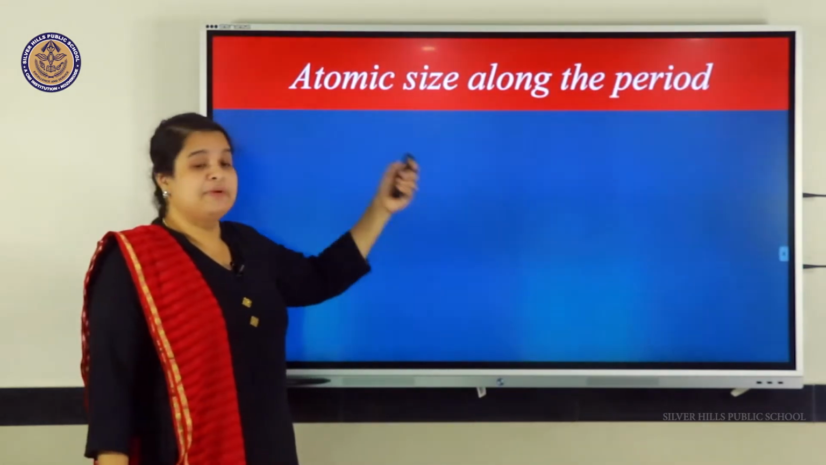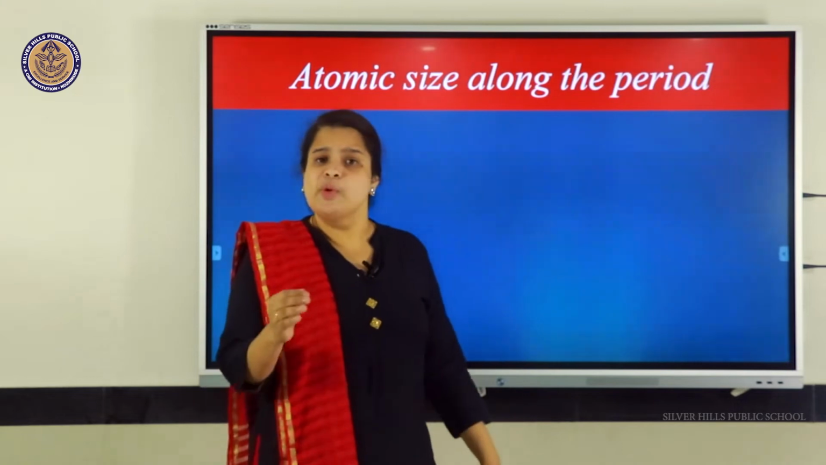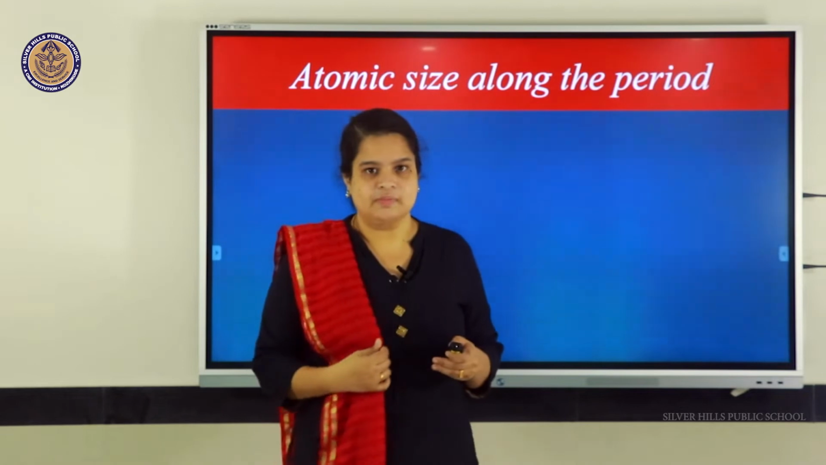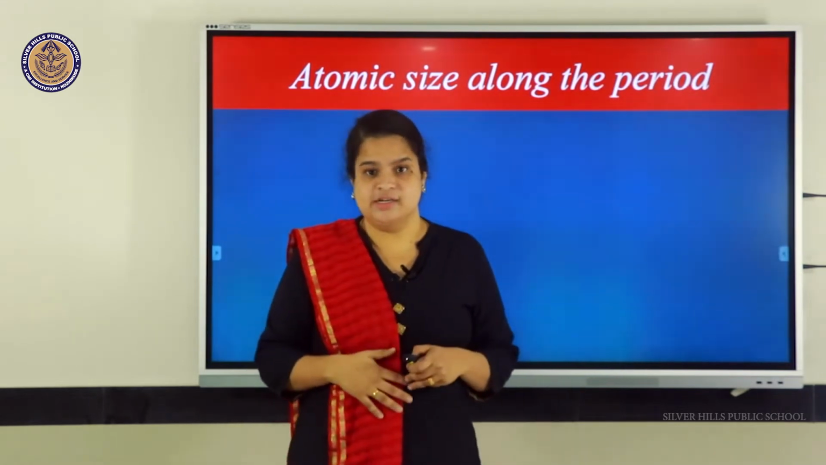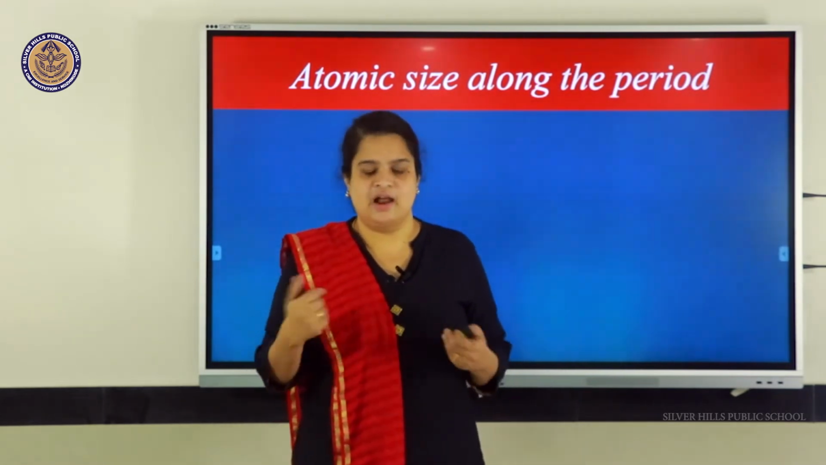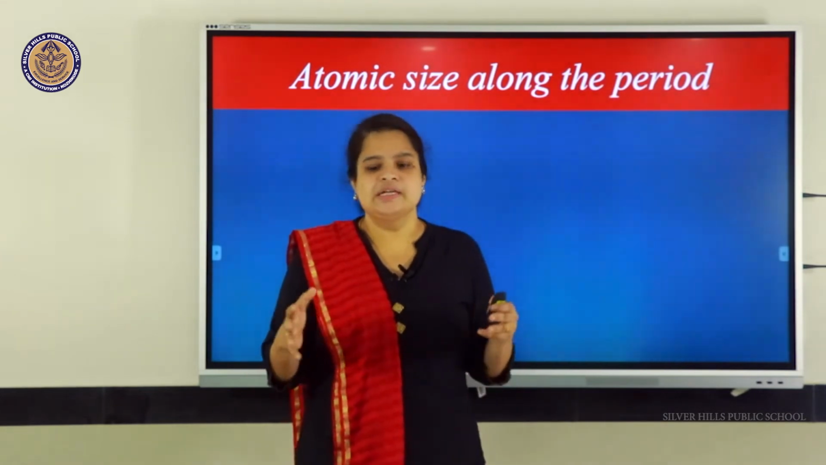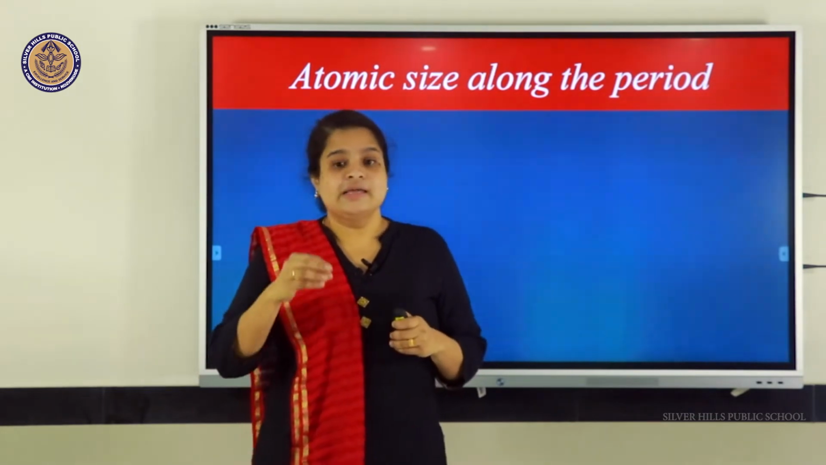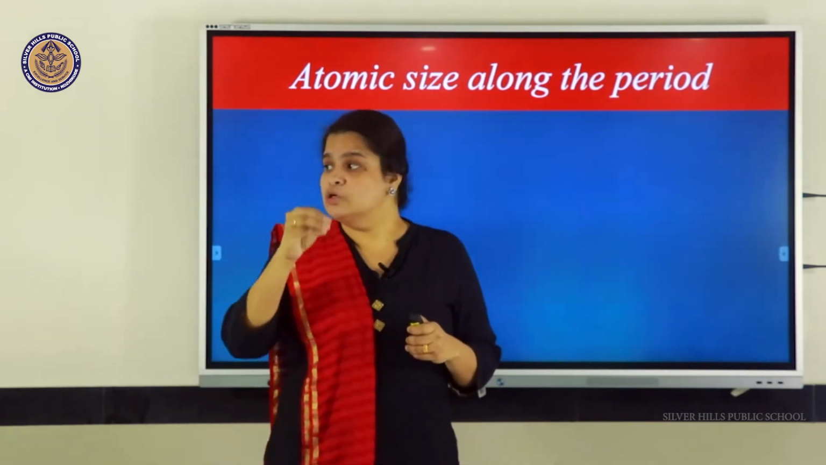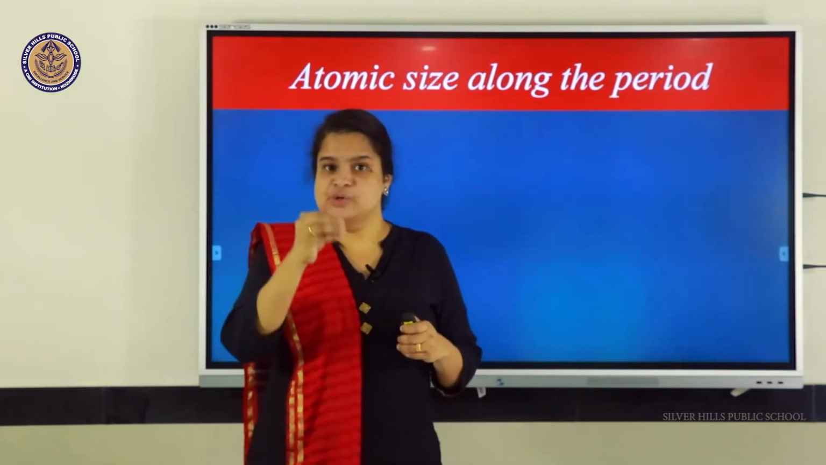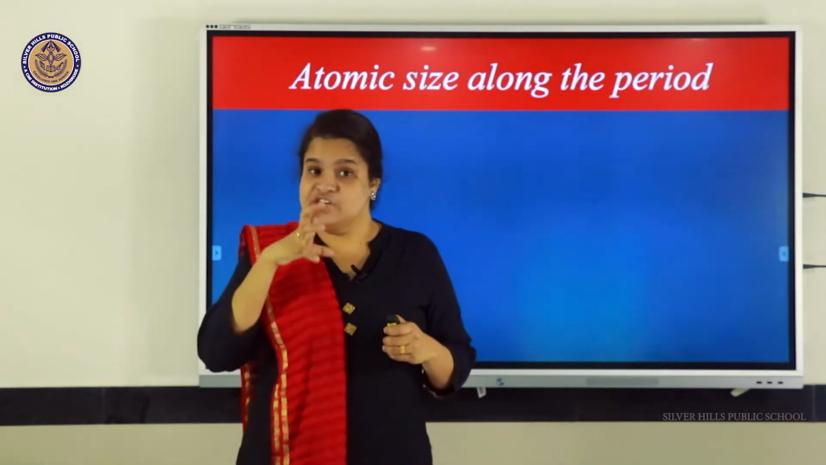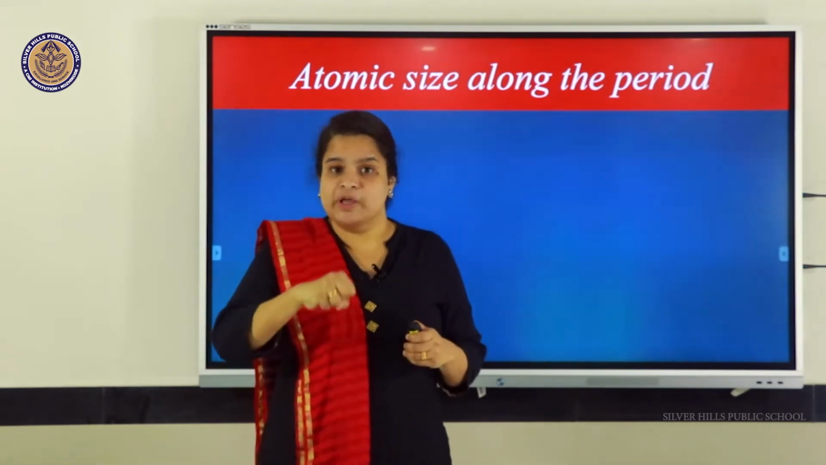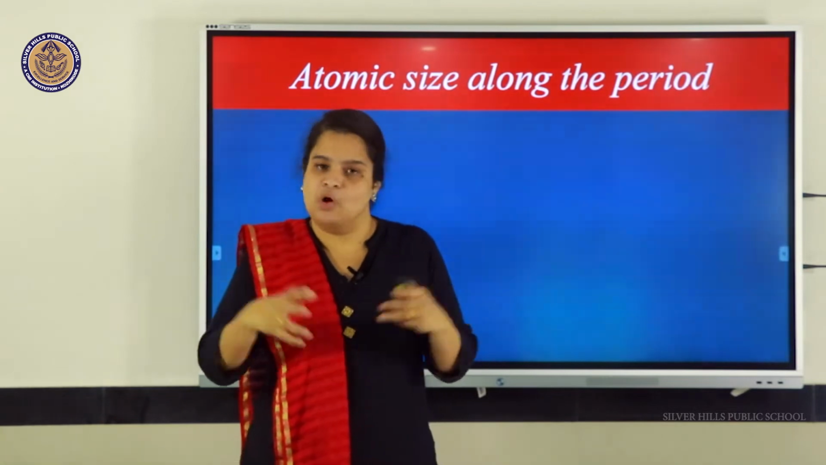Now, we will see the atomic size along the period. If you are moving along the period, you can take the same example. You have the teacher at the center and the students seated inside a classroom. Now, a classroom is not a huge one, it's a smaller one. When one student wants to move out of the class, the student should ask permission from the teacher, because the teacher has control over the whole class. She has control because the size of the class is also smaller.